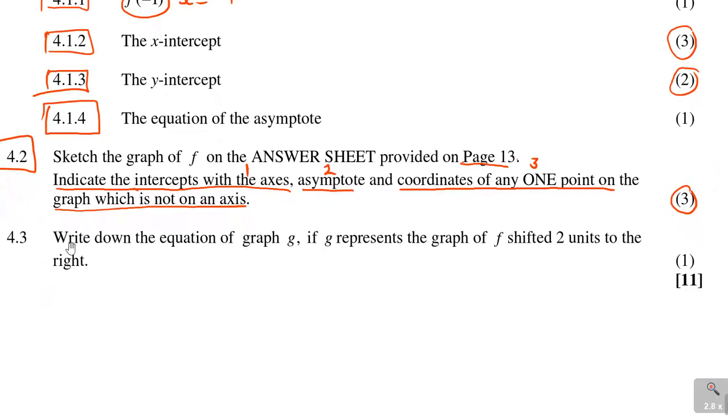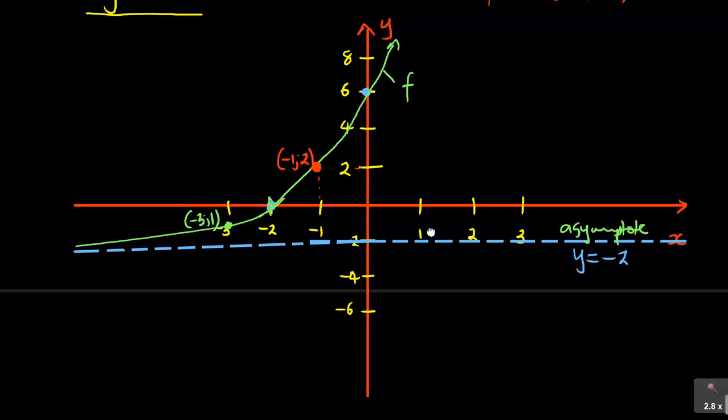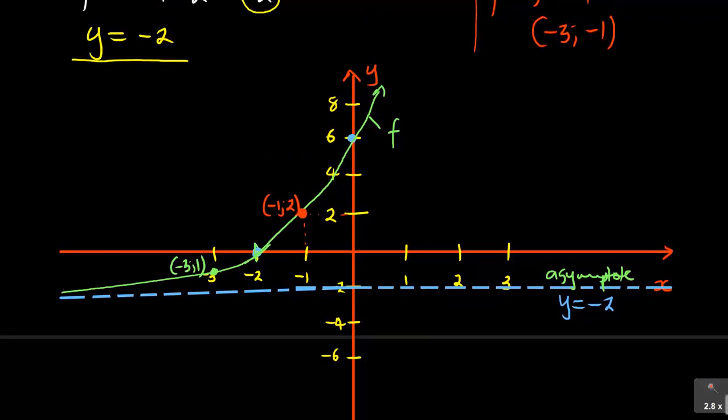Then it says 4.3, write down the equation of graph g if g represents the graph of f shifted 2 units to the right. So now you need to come back to this graph. This is the graph of f. If they are saying they are shifting it 2 units to the right, this is the direction to the right. When you're going to the right, what you need to know is you are subtracting, and when you're going to the left, you are adding.